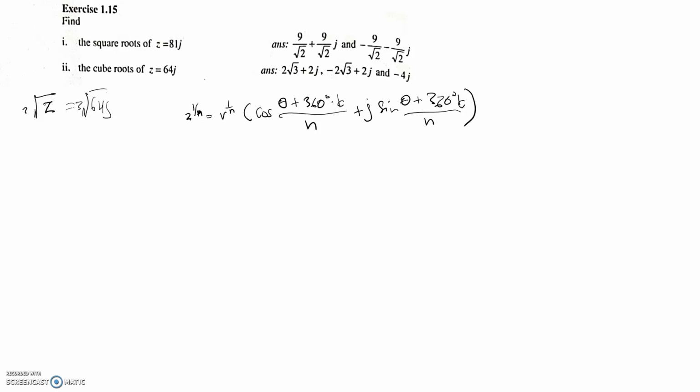Right, so now let's answer the question. Basically, first let's figure out the k. What is the k of this question? This is a cube root, so n is 3, so 3 minus 1 is 2, so the k for this question will be 0, 1 and 2. So we're going to have 3 answers later.